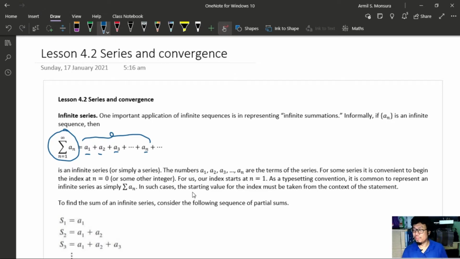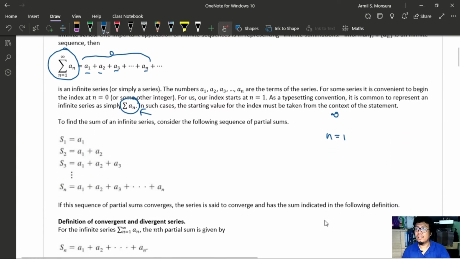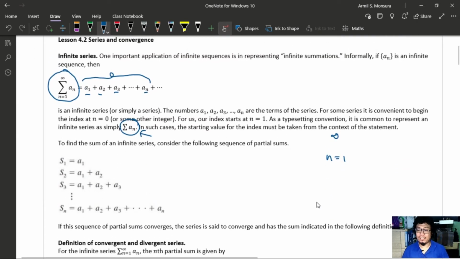As a typesetting convention, it is common to represent an infinite series simply as this one. In that case, the starting value of the index must be taken from the context of the statement. Which means that if we don't write the limits, n equals 1 up to infinity, we assume that you know it from the context of where the statement was coming from.